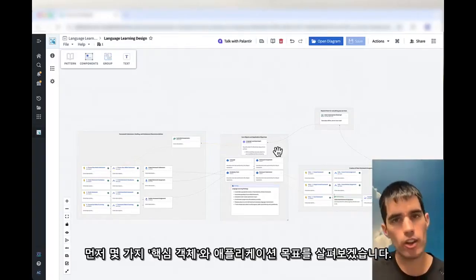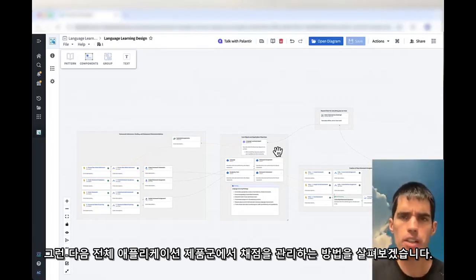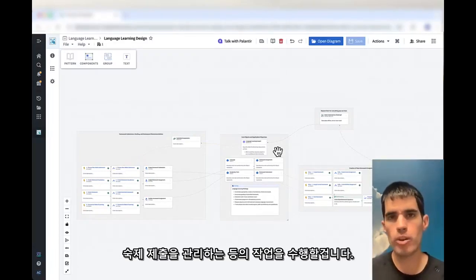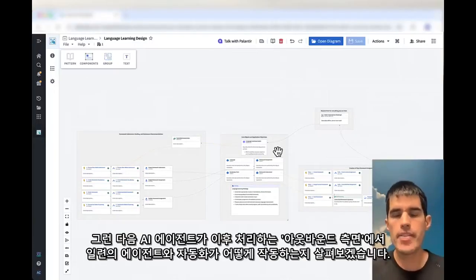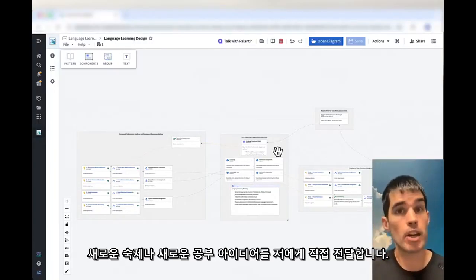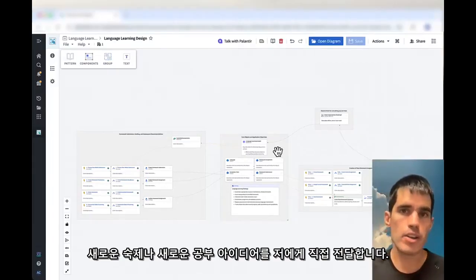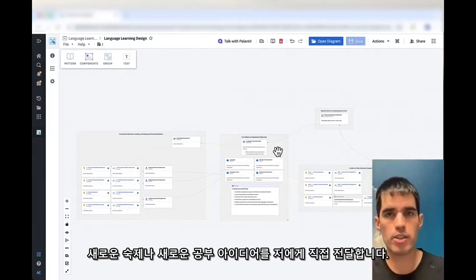First, we're going to take a look at some of the core objects and application objectives. Then we're going to look at how the total application suite is managing the grading of my homework, managing the submission of my homework, and so forth. So basically, how is it handling inbound information from me? And then we're going to look at an outbound side, how a series of agents and automations are pushing new homework and new study ideas to me directly.